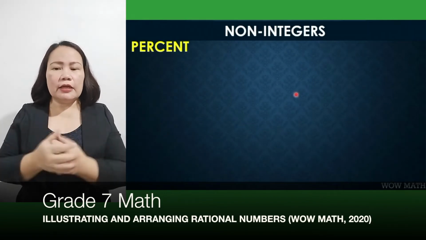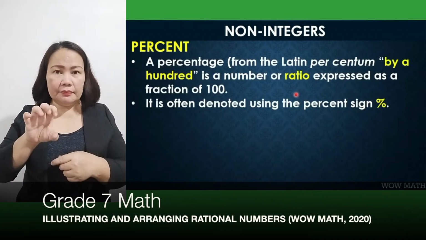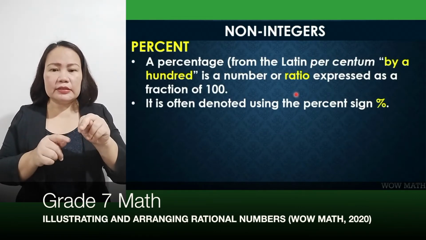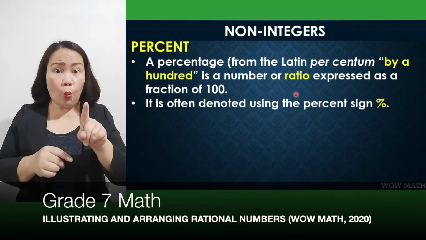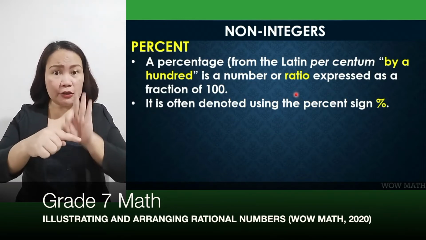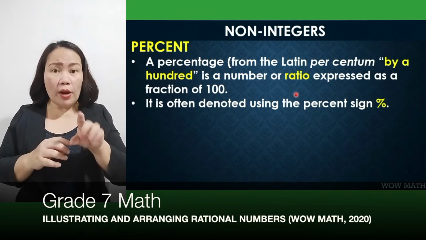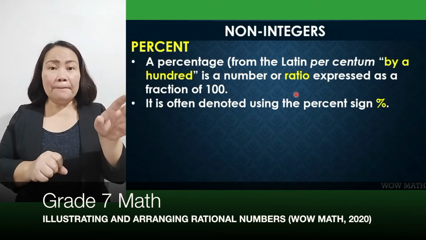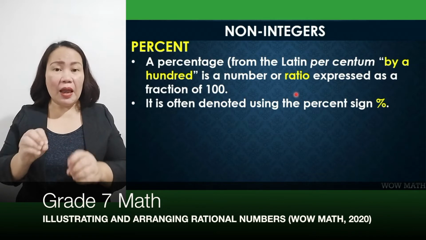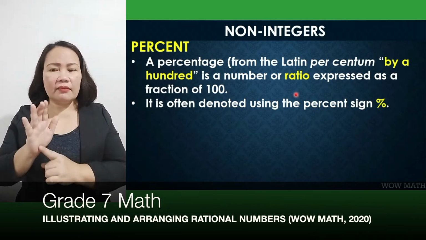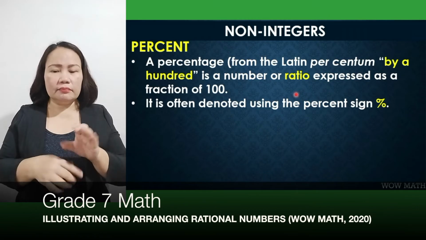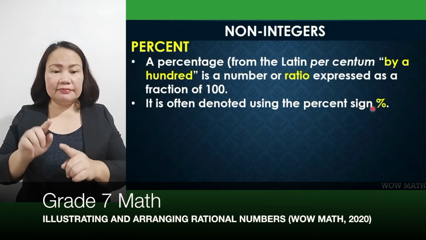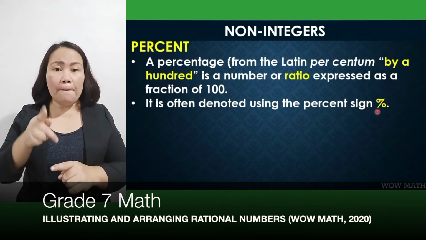Let's have first the percent. So, a percentage comes from the Latin percentum, means by 100 or per 100, is a number or ratio expressed as a fraction of 100. That's why we have 100%, diba? When you got perfect, you got 100%. Right? So, a percent is by 100 and it's expressed in the ratio of a fraction of 100. Now, it is often denoted using the percent sign. So, I know you are all familiar with this. So, this is the symbol for the percent.